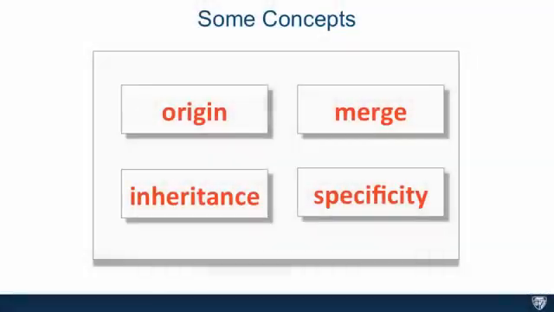There is a lot of terminology and concepts surrounding the cascading algorithm. However, I believe that to have a working knowledge of the cascading algorithm, you should understand these four concepts. And these are origin or origin precedence, merge, as well as inheritance and specificity. So let's tackle the first two, origin and merge.